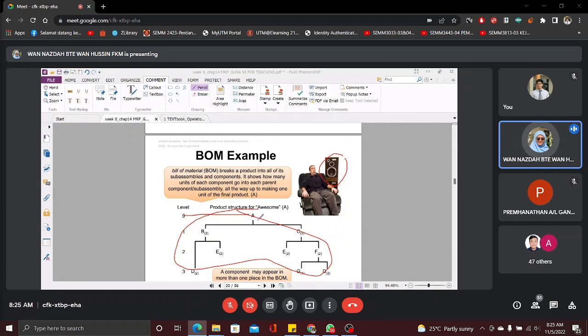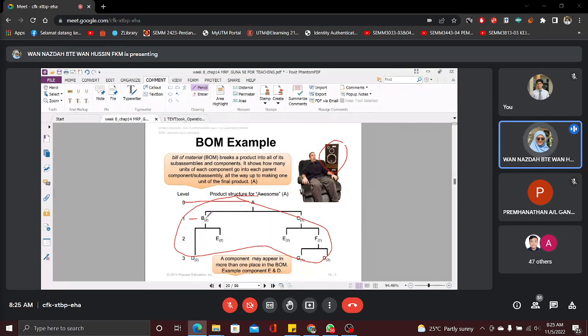And one amplifier is made up of 2 sub-assembly B and 3 sub-assembly C. And this sub-assembly B and C, we put that as level 1. Okay, boleh faham? And one sub-assembly B is made up of 2 Ds and 2 Es. And one sub-assembly C is made up of 2 Es and 2 Fs. And one F is made up of 1 G and 2 Ds, okay?